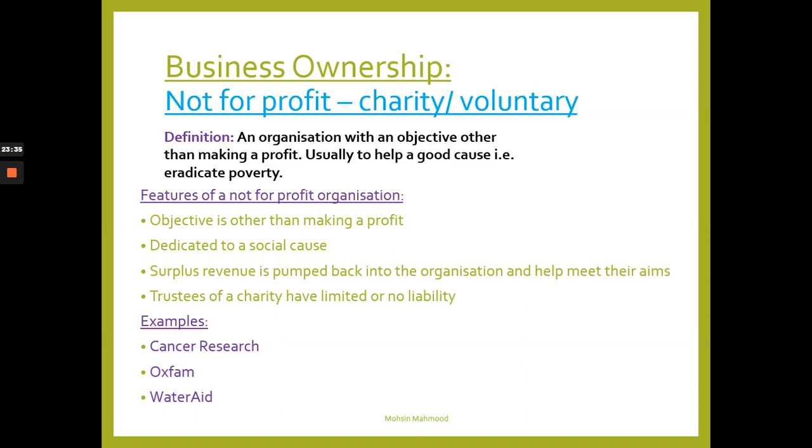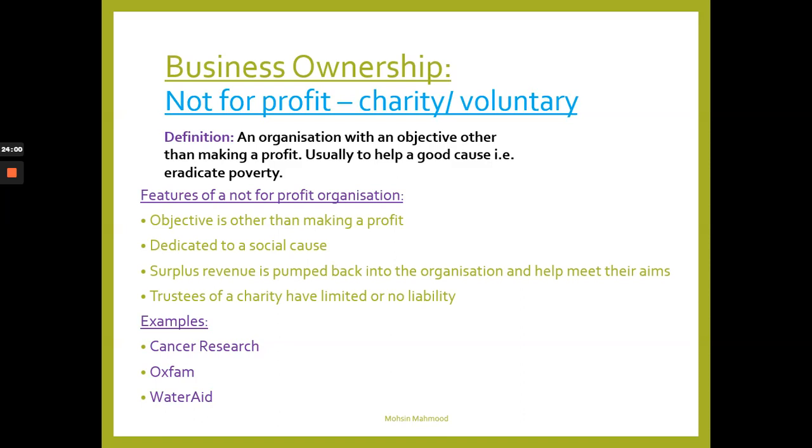Features of a not for profit organization: the objective is other than making profit, so it might be to help society or to provide a certain service for them. They're dedicated to a social cause. Any surplus revenue is pumped back into the organization to help meet their aims. And trustees of a charity have limited or no liability.